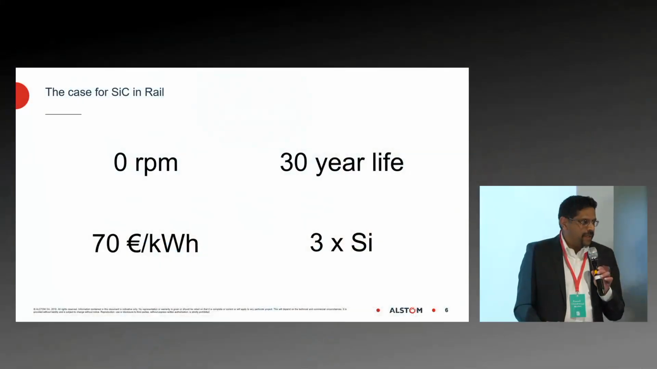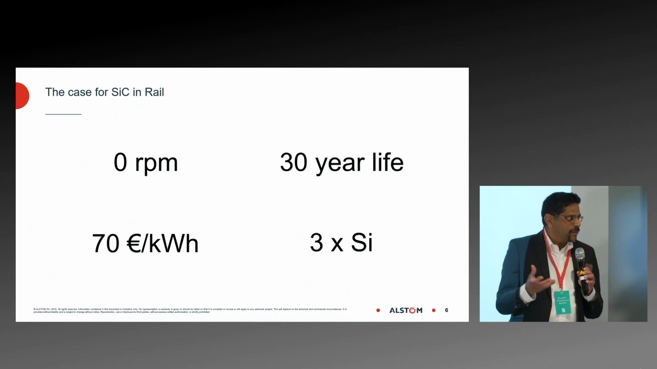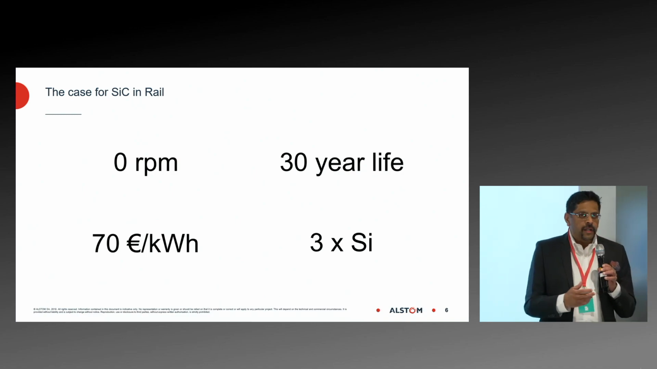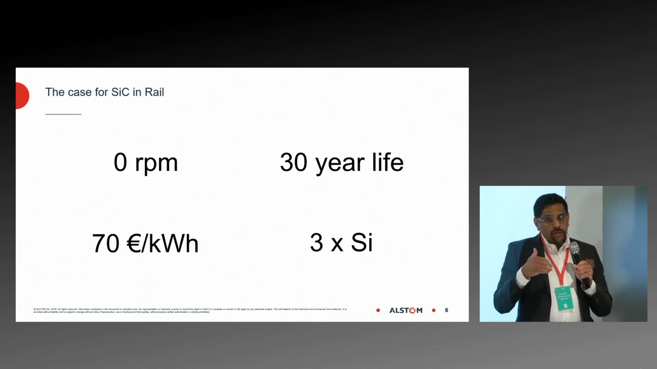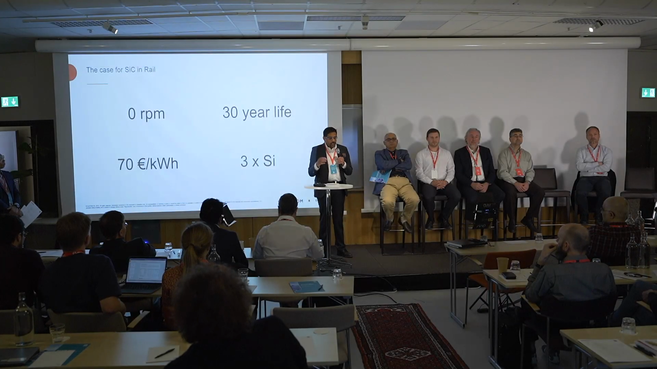From a rail perspective, what I would say is this: we would want 0 RPM fans, i.e. we don't want any forced cooling. We want them to be convection cooled. So that's one consideration. We also need them to last for 30 years, which is a challenge. So that's another aspect that you need to consider from the device and module perspective.